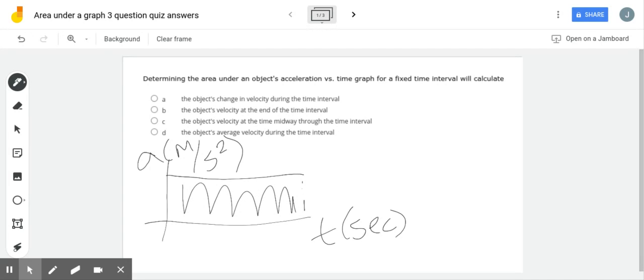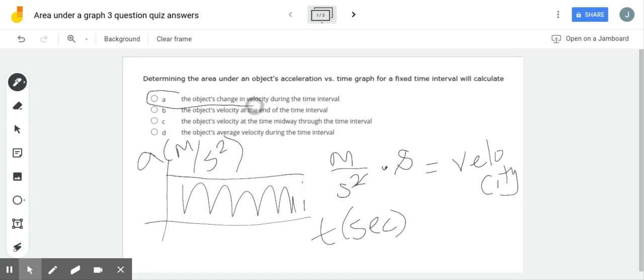Okay, so we know that the height is in meters per second squared, and then the base is in seconds, which cancels out to meters per second. So it's definitely velocity, right? But you just have to decide which one makes the most sense. So it's either change in velocity, the velocity at the end, the velocity midway through the time interval, or the average velocity. Area under a curve is always going to give us change in something. So this is A, the change during the time interval.